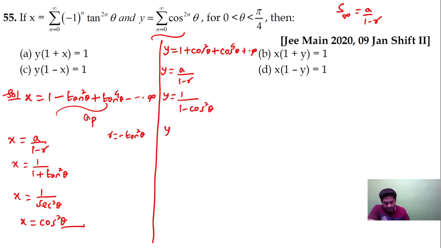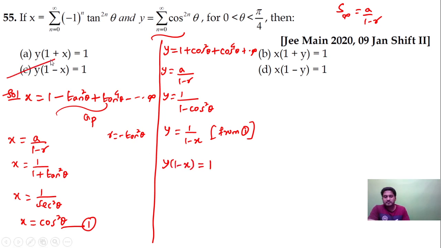Okay, and then from equation 1, cos square theta is equal to x. Let me write here, this is from equation 1. If I cross multiply, you get y into 1 minus x is equal to 1. Answer is option C.